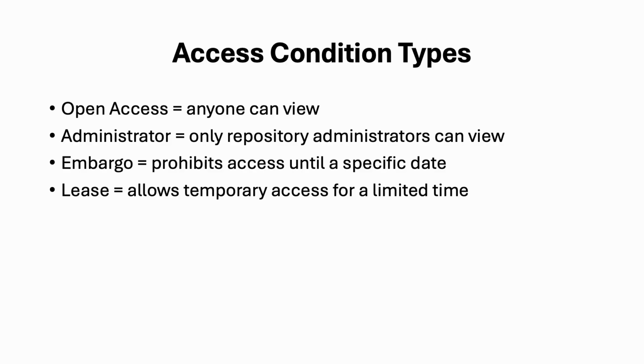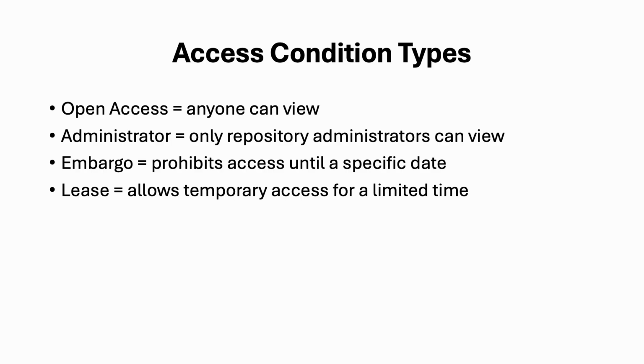Let's start with what each access condition type means. Open access means anyone, even users who aren't logged in, can view metadata and/or bitstreams. Administrator means that only repository administrators can see the item.